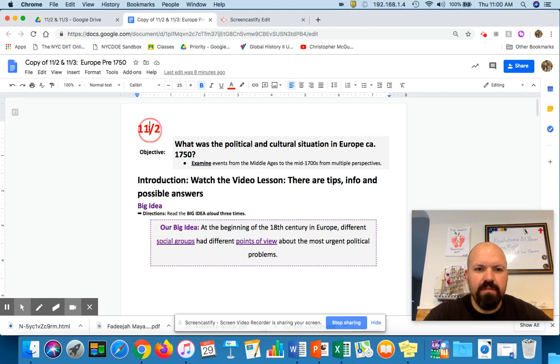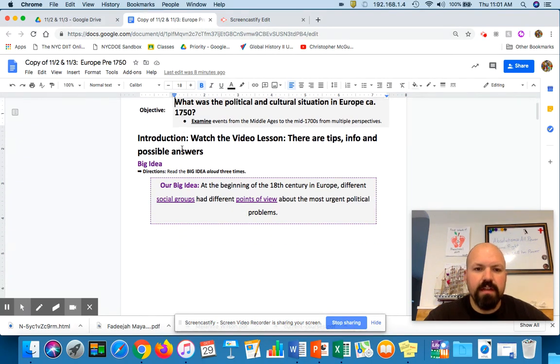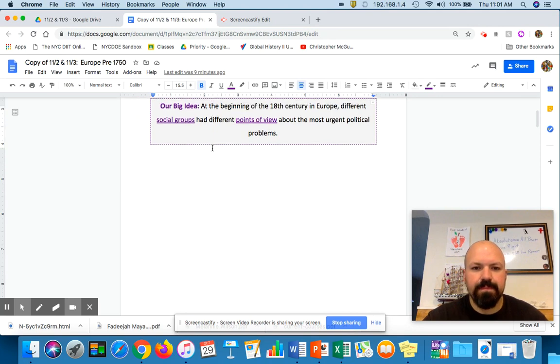We're looking at Monday, November 2nd. Our objective: what was the political and cultural situation in Europe circa 1750? We're going to examine some events from multiple perspectives of different people that lived through it, right? Our big idea down here, read it once or twice: at the beginning of the 18th century in Europe, different social groups had different points of view about the most urgent political problems. So we're going to look at different points of view in a couple of different readings and fill out a couple of different graphic organizers or charts to help organize our thoughts on these different groups of people.